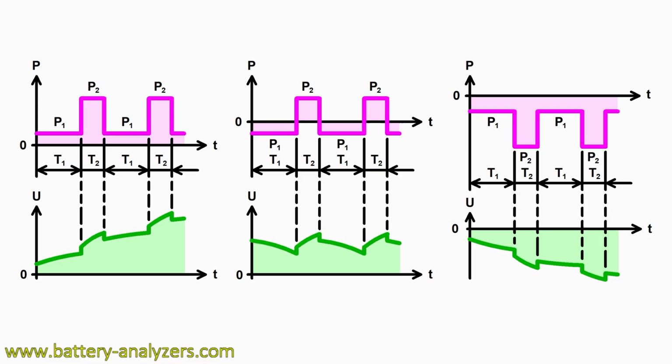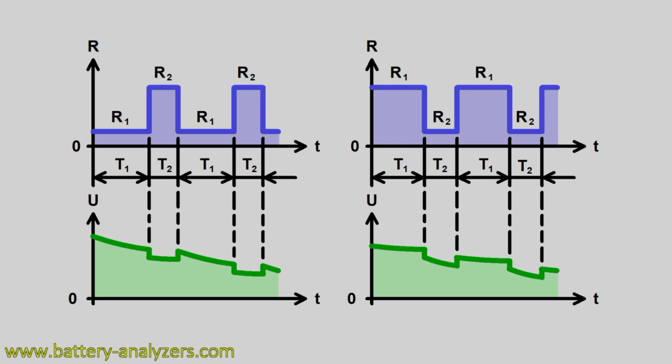At the step of power pulses, everything is the same, only the device delivers pulses of power of a given value to the battery under test. At the step of impulses of resistance, the analyzer acts as a resistive load with alternating values of resistance R1 and R2 during the time T1 and T2.